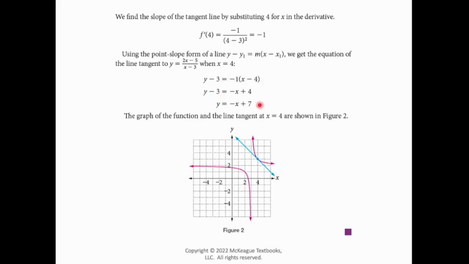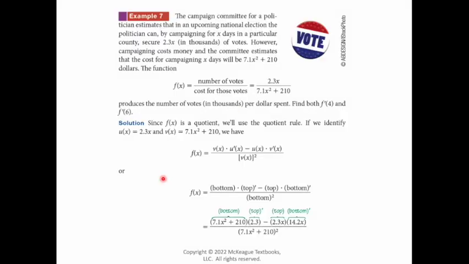And then to put it in slope-intercept form, we would distribute that negative 1 and then add 3 to both sides. So this is telling me that the tangent line at x equals 4 on that function is negative x plus 7. This is telling me that that tangent line is going to cross the y-axis at 7, and it's going to have a slope of negative 1.